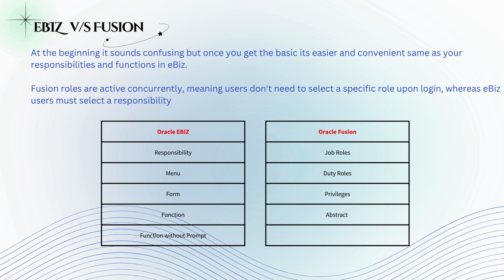Job roles are more of an aggregation of duty roles, and duty roles are more of an aggregation of privileges. Now, you cannot assign duty roles to the users directly. You need to assign job roles to the user profile. So when you assign the job roles to the user profile, it inherits all the duty roles underneath, and it will inherit all the privileges under the duty roles, and those are going to be assigned to a particular user to perform their task.